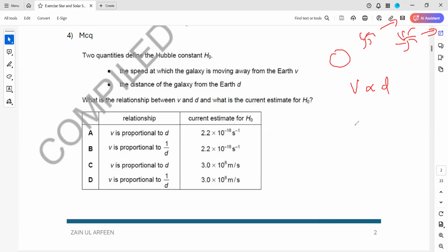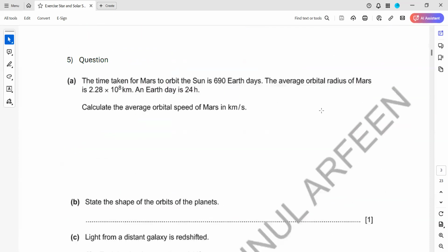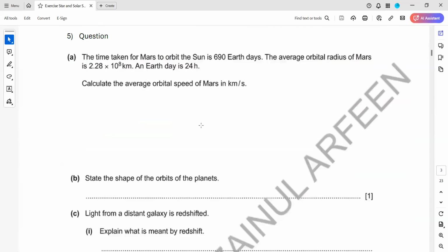And what is the estimated value of the Hubble constant? That is 2.2 times 10 to the power minus 18 per second. That's the estimated value, 2.2 exponent minus 18, and v is directly proportional to d. So A will be the right answer. So if the galaxy is far from us, it will move much faster. Question 5.